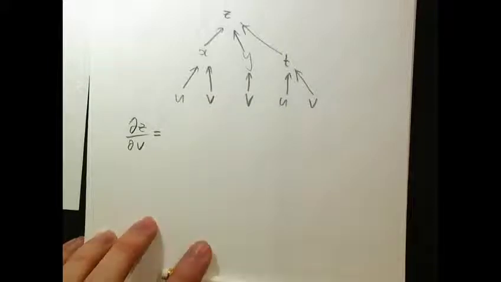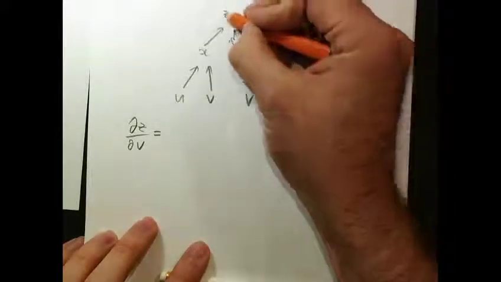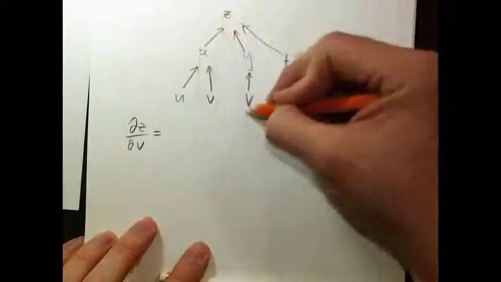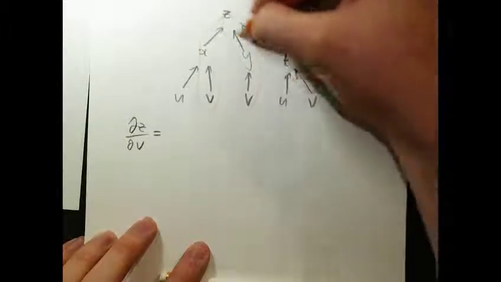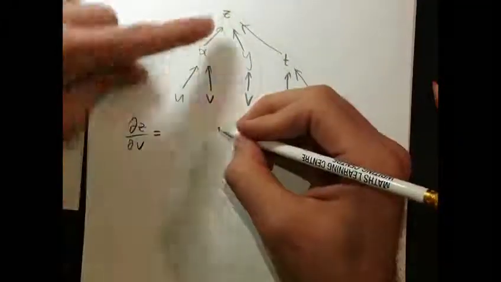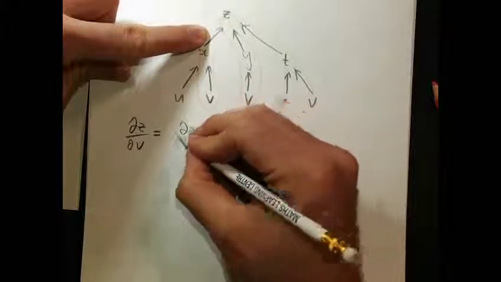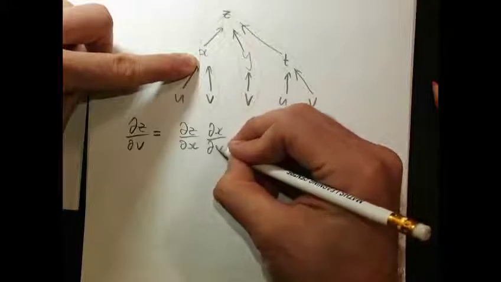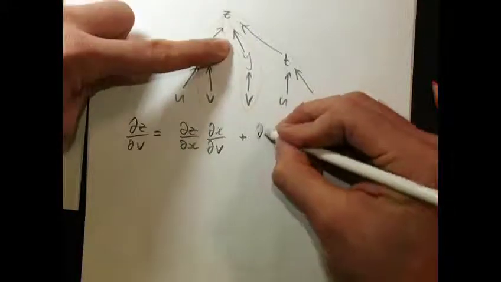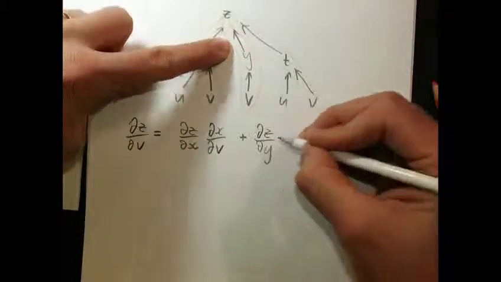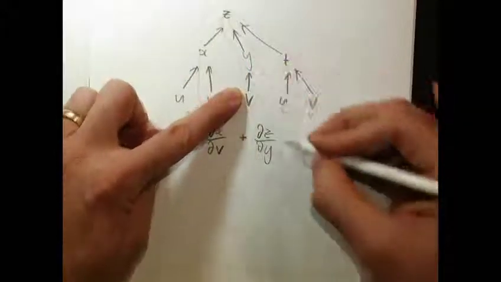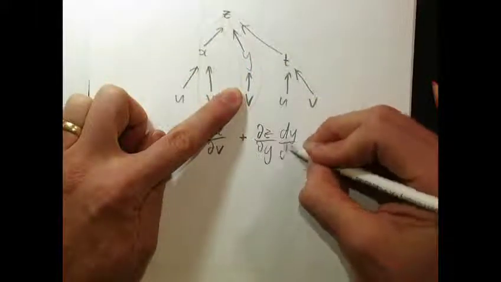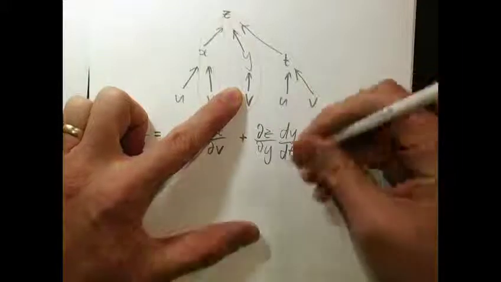So I have three paths that end in a v. This one, and this one, and this one. So it'll be dz on dx, dx on dv, plus dz on dy. Now there's only one choice of variable here, so it'll be a straight d. Sorry, it's a b.